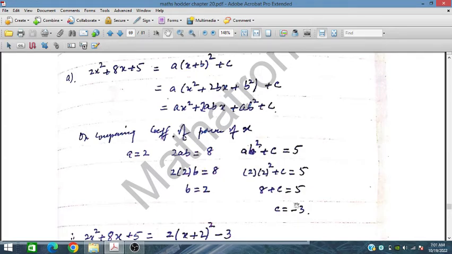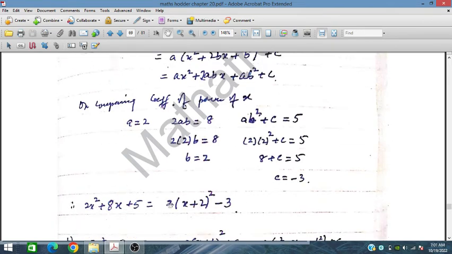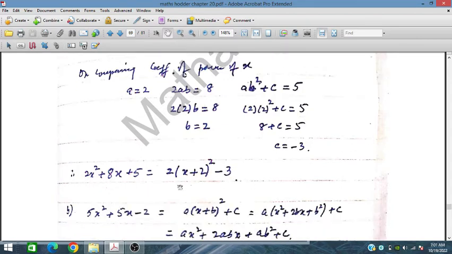So we can place the values of a, b and c in their respective positions. We place 2 here, b here, and c equal to minus 3 here. So 2x square plus 8x plus 5 becomes 2(x plus 2) whole square minus 3. This is a, this is b, and this is c. So this is completing square.